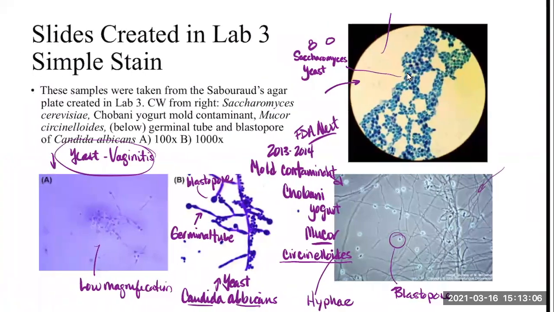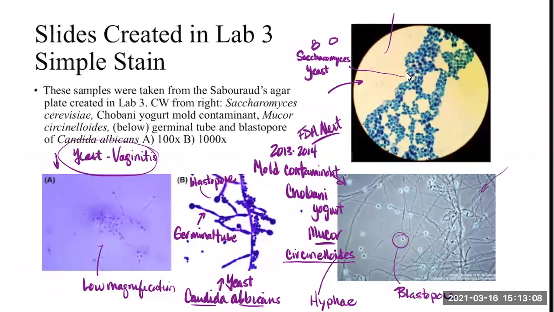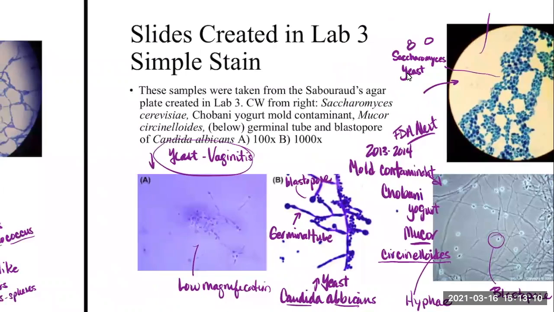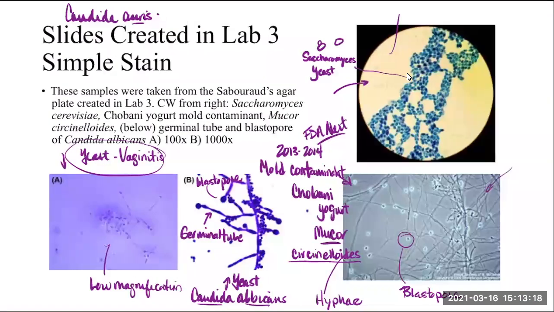Interesting, one of the things that came into the news recently is an organism, Candida auris, which has always been a hospital contaminant.